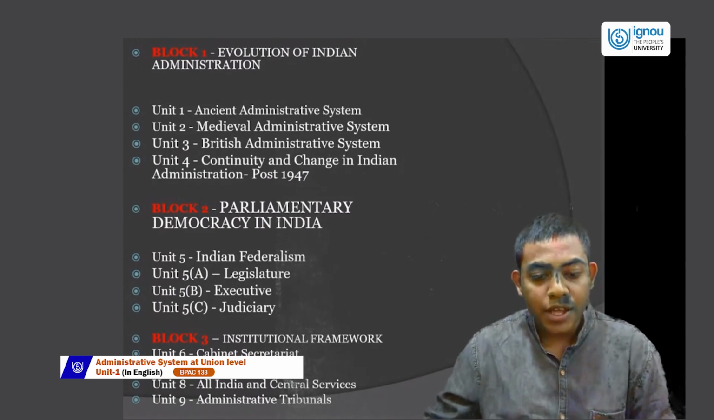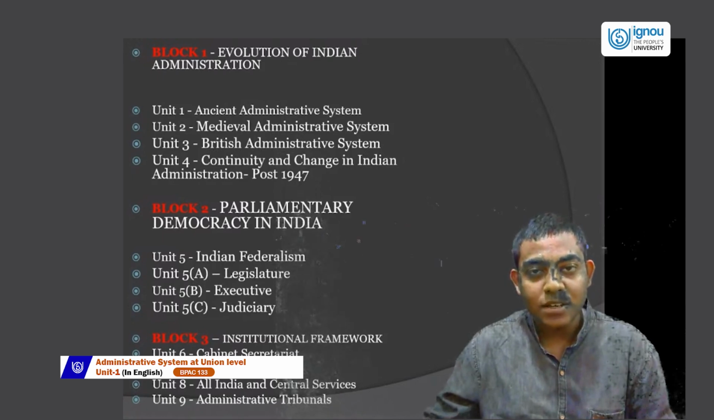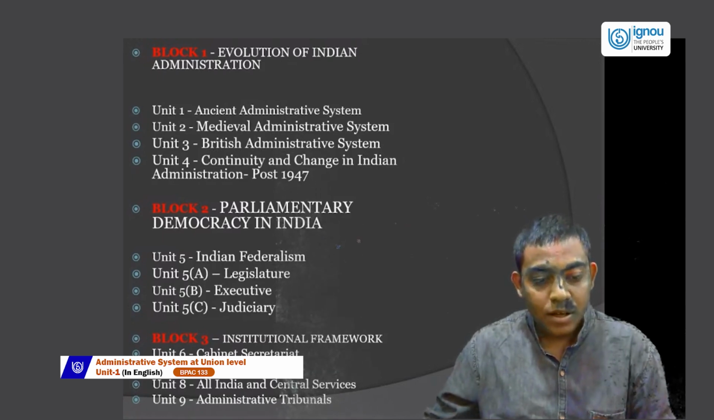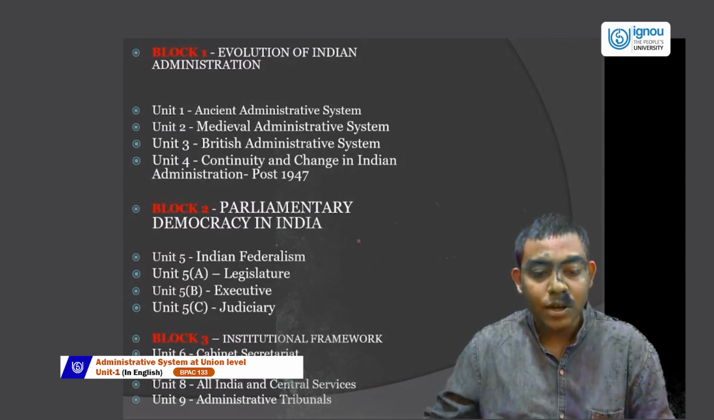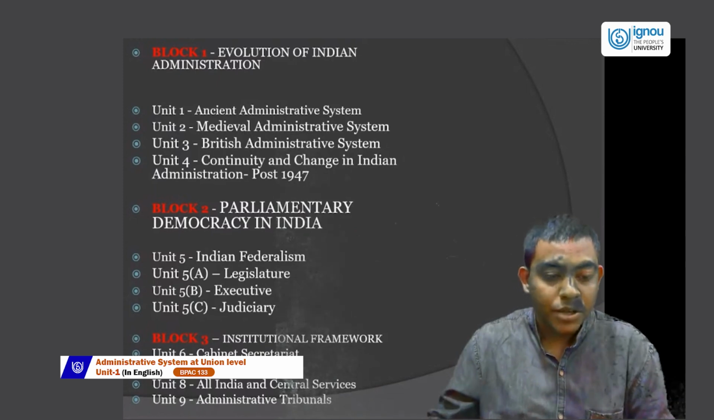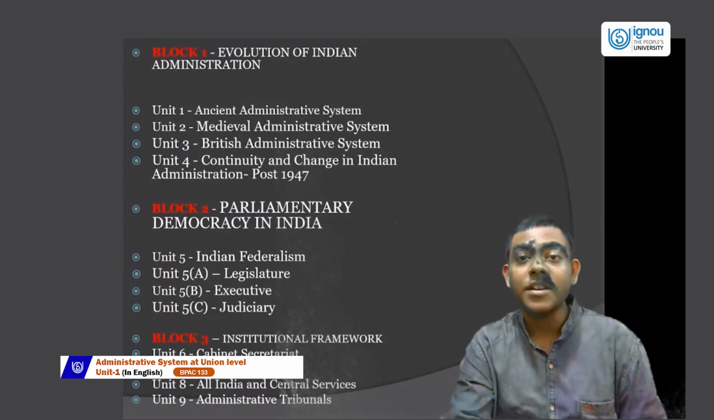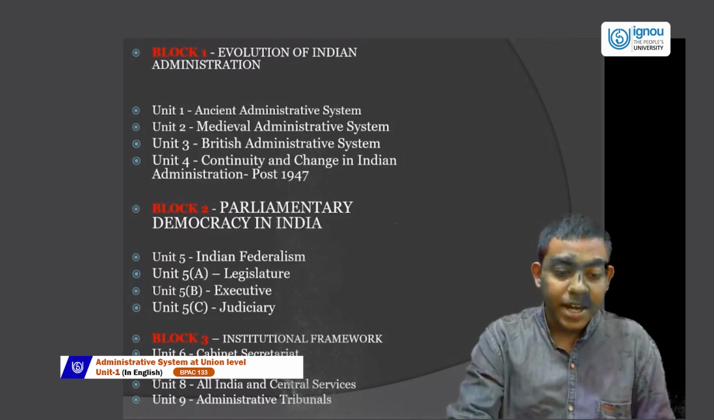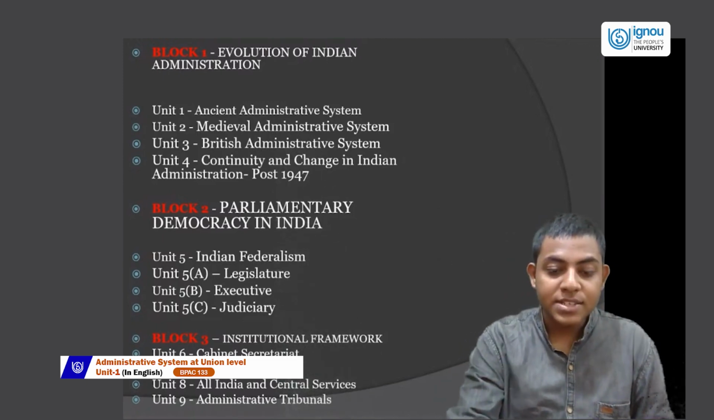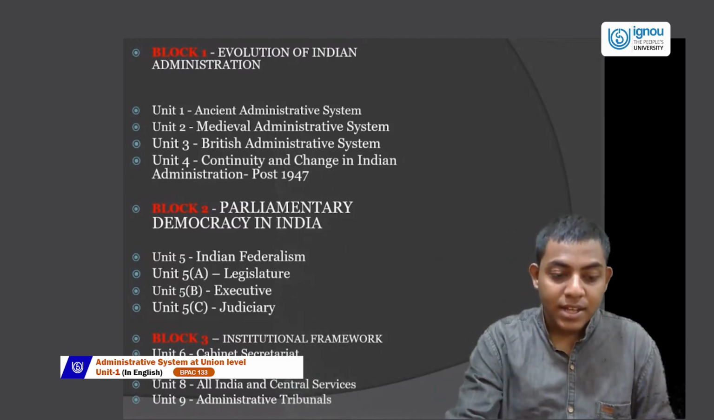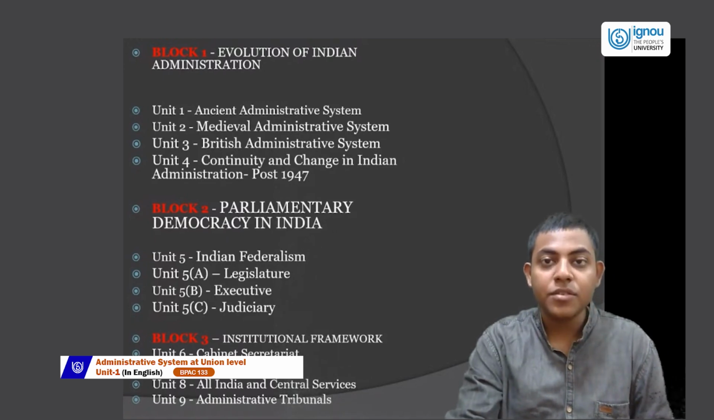Now, in block 3, we are going to do the institutional framework of administration at the union level. In this, we have 4 units. Unit 6 is related to the Cabinet Secretariat. Unit 7 is related to the Central Secretariat. Unit 8 is related to All India and Central Services. And the final unit, Unit 9, is related to Administrative Tribunals.